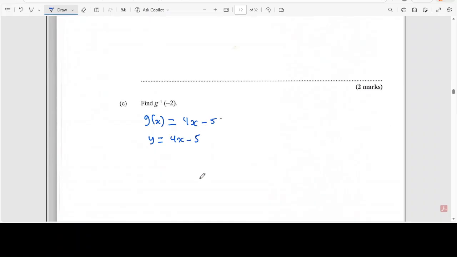Next step is to interchange. So where y is, we put x. Where x is, we put y. Next step, make y the subject. So we will carry across this negative 5 first. Across, it will become plus 5. And then now we can get y by itself by dividing by 4.